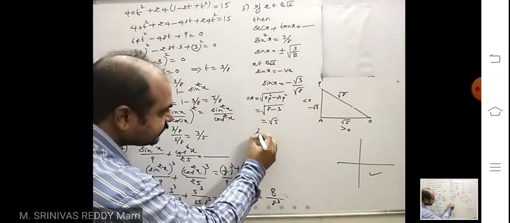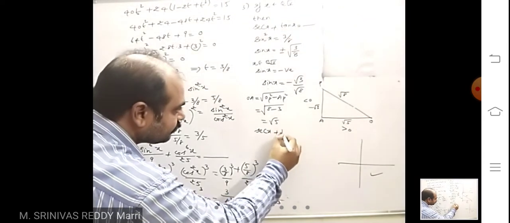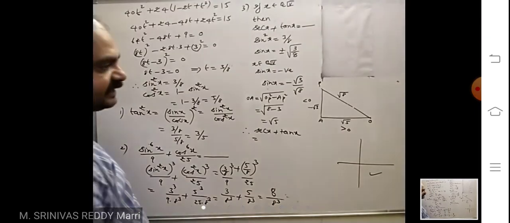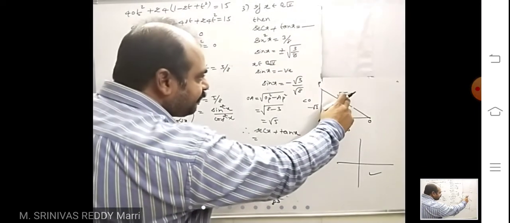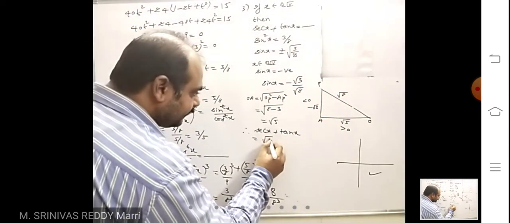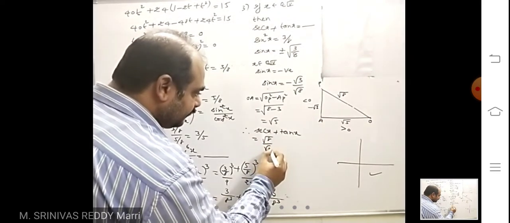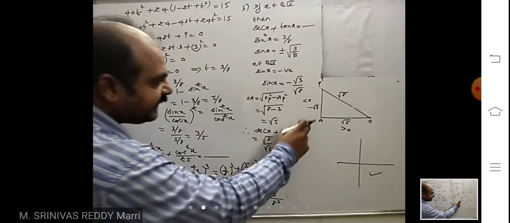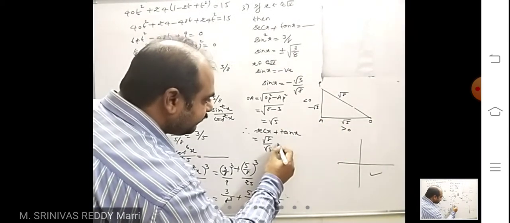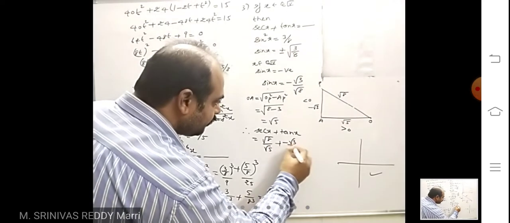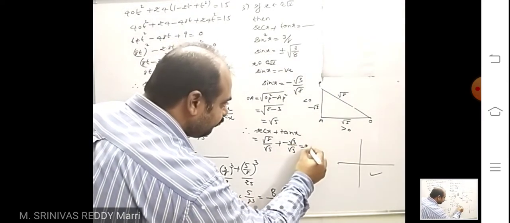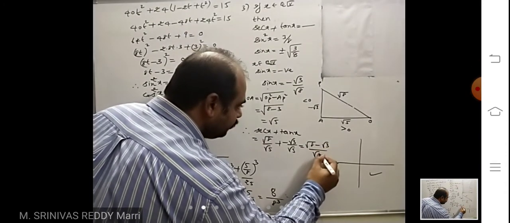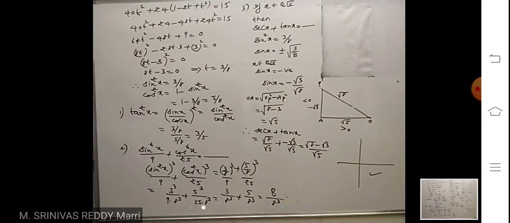Now look at secant x plus tan x. Secant x means hypotenuse divided by adjacent side. That means root 8 divided by root 5. Tan x is minus root 3 divided by root 5. So with root 5 as the common denominator, it is root 8 minus root 3 divided by root 5.